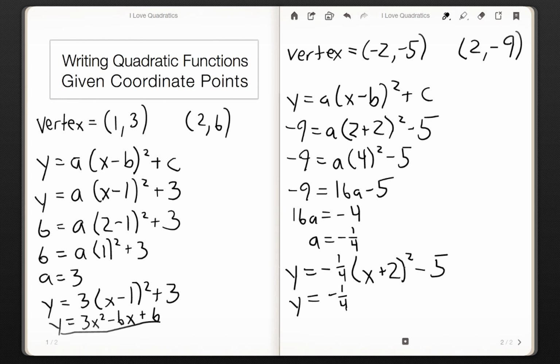Again, let's see if we can do this in one step. x squared plus 4x plus 4, times negative 1/4, will be negative 1/4 x squared. 4x times negative 1/4 is minus x. And 4 times negative 1/4 is minus 1. Plus the minus 5 is minus 6. There we go.